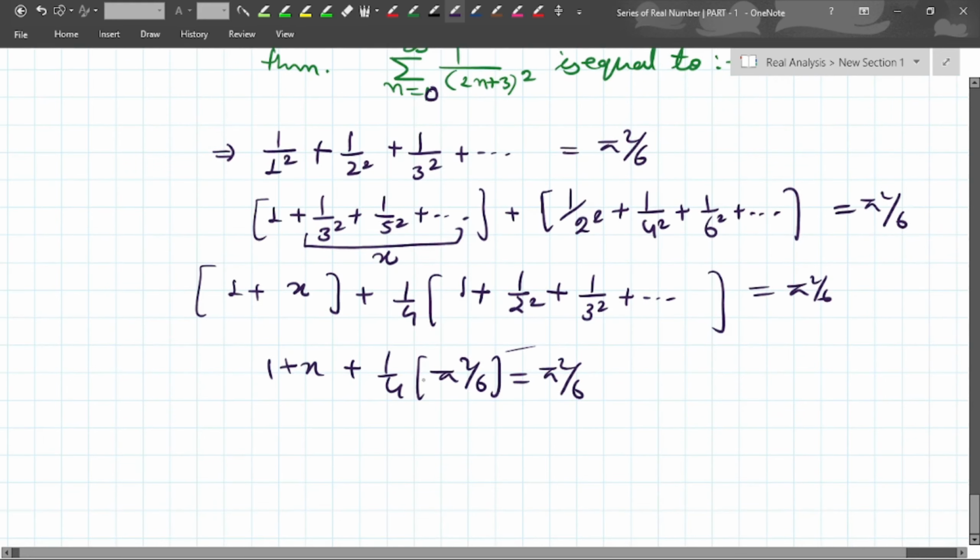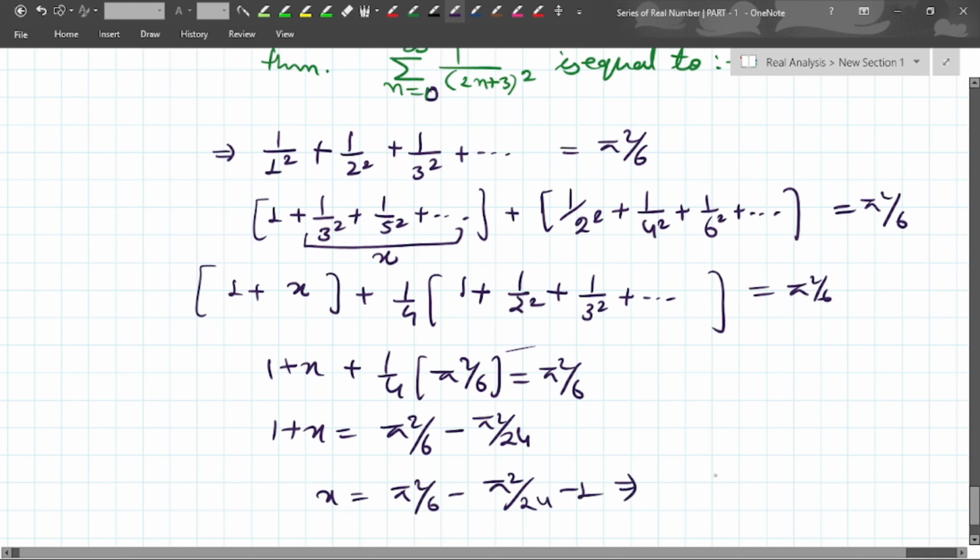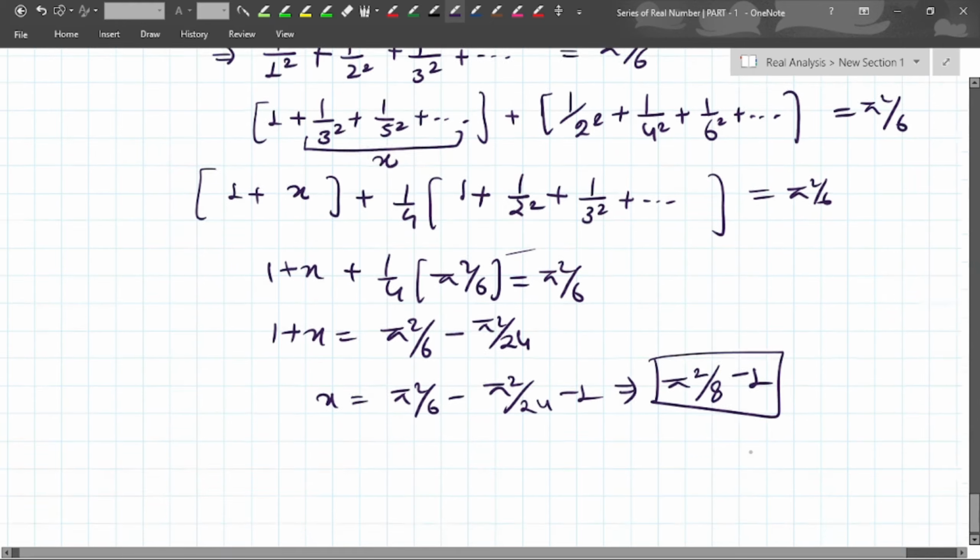Now can I really find the value? That is 1 plus x, which I can easily find: pi square by 6 minus pi square by 24. Then x is equal to pi square by 6 minus pi square by 24 minus 1, which I can easily solve; that is nothing but pi square by 8 minus 1. So using this fact, or using this result, you can solve this question.